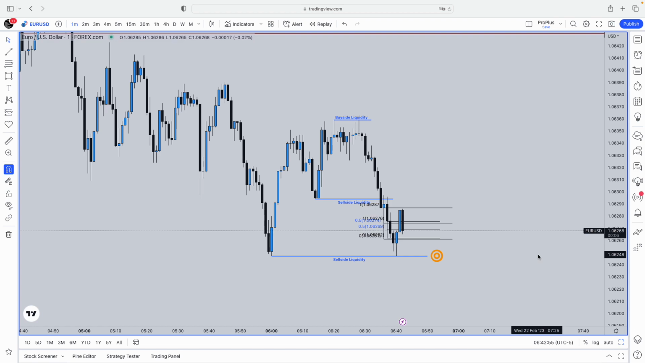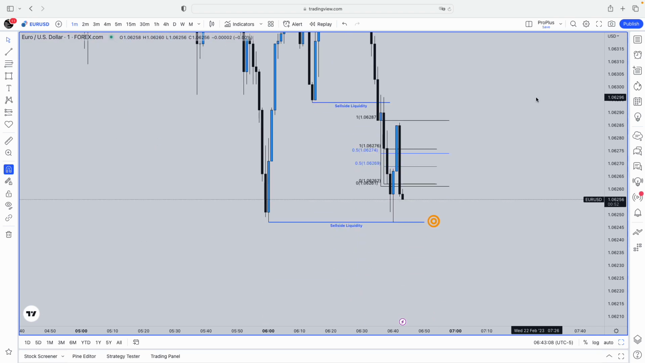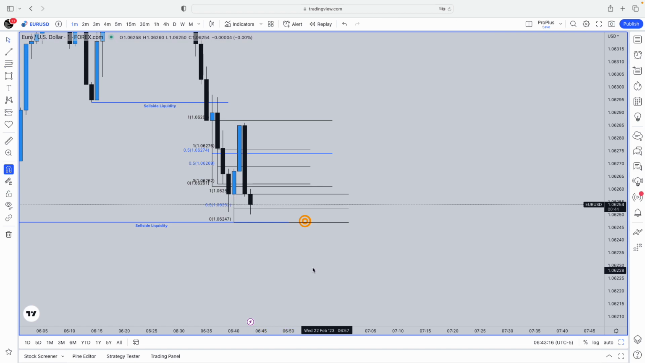I'll give it about 5 more minutes, 6 more minutes, then I'll end it, just because I don't want the video to be too long. But I'm just tape reading at the minute. Let's see this consequent encroachment of this candle here. And see if it supports that.